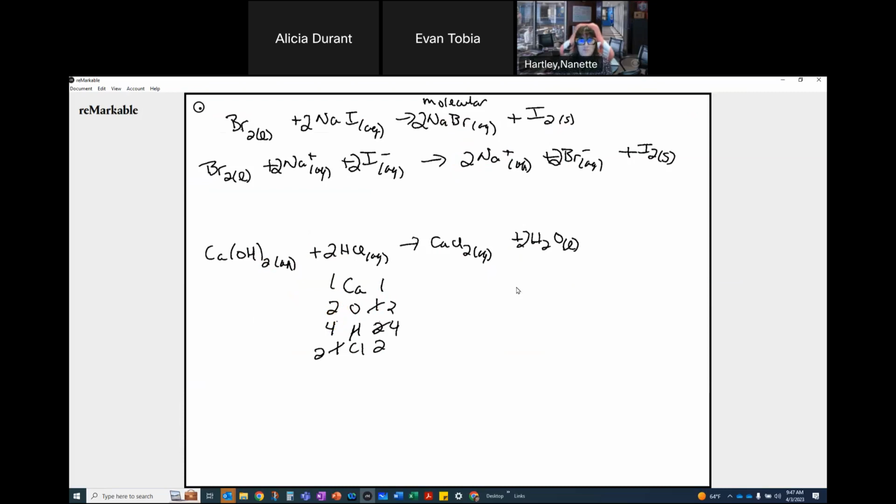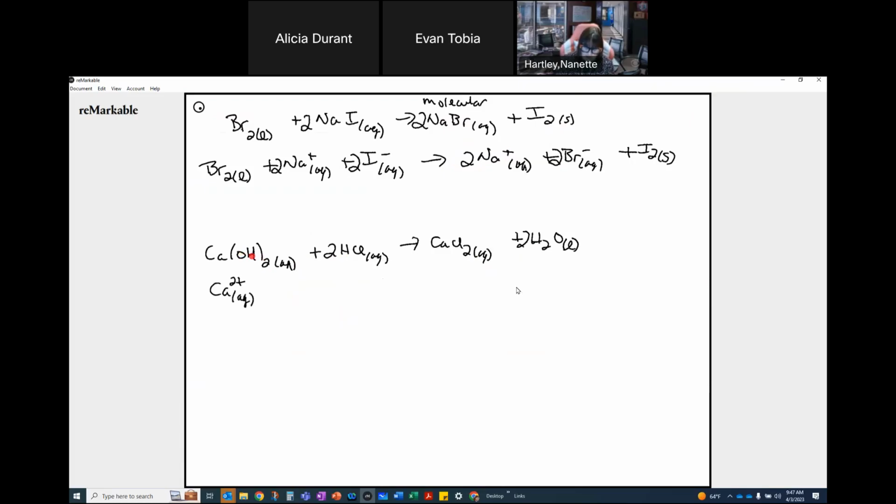So that's your balanced molecular equation. Erase that because it gets in my way. Now we want to talk about what the ions look like. Anything that's aqueous is going to become ions. And like you said, we know that Ca is a 2 plus. So that's a Ca2 plus, and it's aqueous.